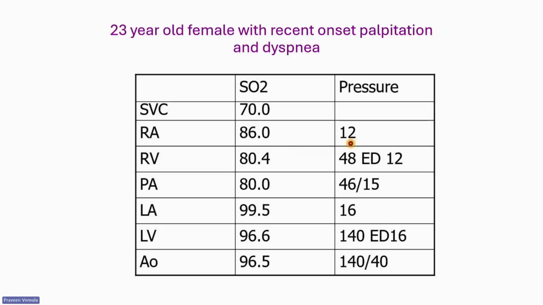Who's having the next mic? No, first read what is written there. 23-year-old female with a recent onset palpitation. That is it. That's the important clue. Okay. Now start reading. SVC is normal. Yes, sir. Normal. Okay. Then step up at the RA level, the saturation value.